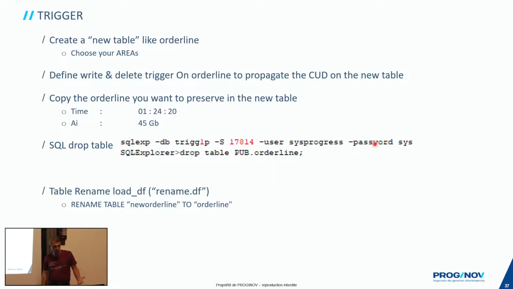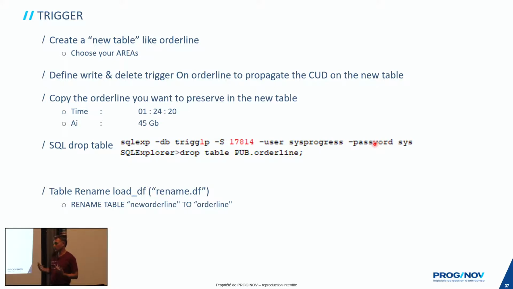So first way is to use a trigger. You can create a new table like underline, you can choose your area, put the same area as underline or another one, it's up to you. Define a write and delete trigger on underline to propagate the create, update, and delete on underline, because other users could work at the same time on the new table. Do not propagate a record you do not want to preserve, and filter your data to copy the order line you want to preserve in the new table.